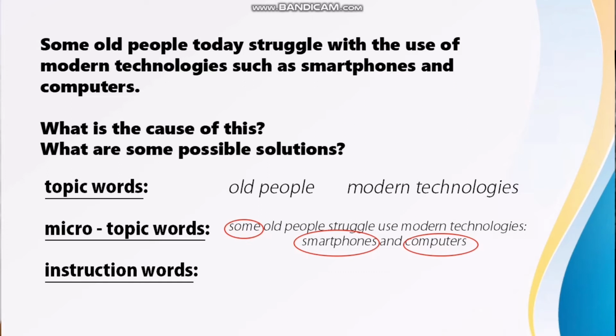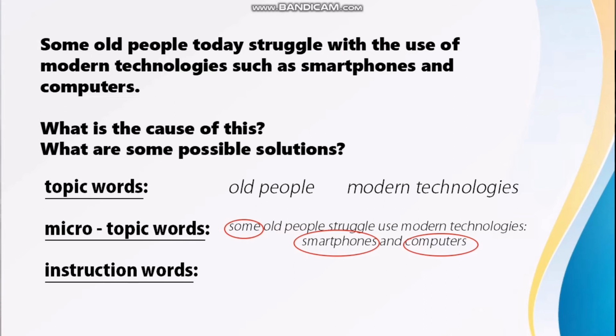And last one, if you are going to add in the body of your essay how it is good for the old people to learn modern technology, I guess you should scrap this idea because it is, again, not part of the question being asked. Okay, that's what micro topic word is.